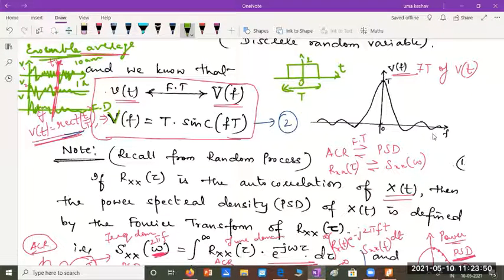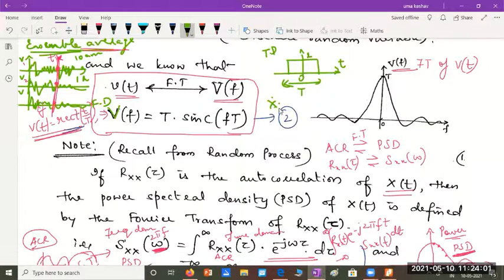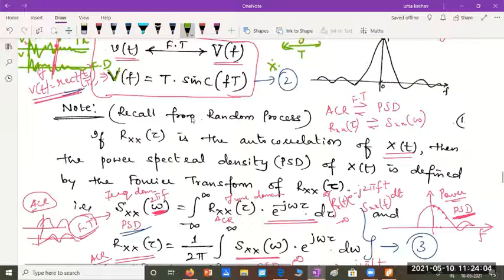In the frequency domain, it would be a sinc pulse as shown, and this would be the representation of the pulse. So this is the second important thing which you should remember. And the third important thing which you should remember is that the autocorrelation function and the power spectral density function are Fourier transform pairs. In the last class, I explained in detail what is ACR, what is PSD, and these are things which you have studied before also.